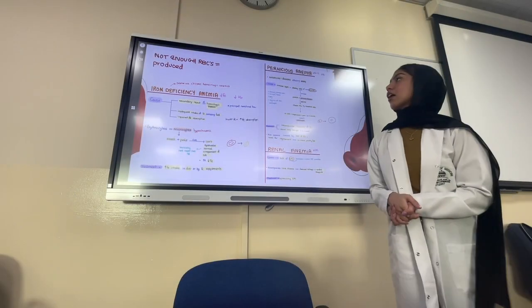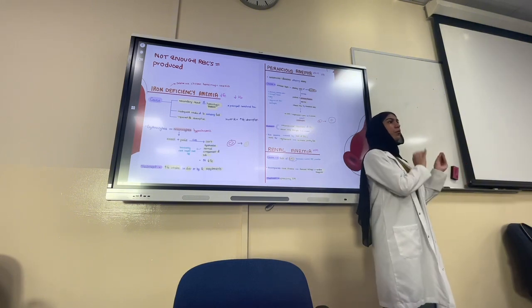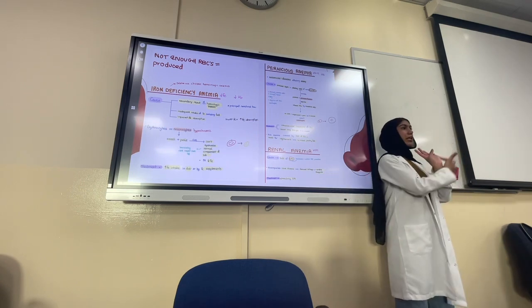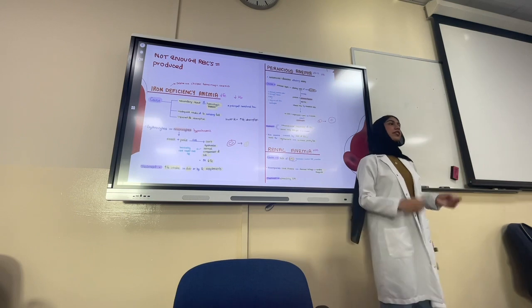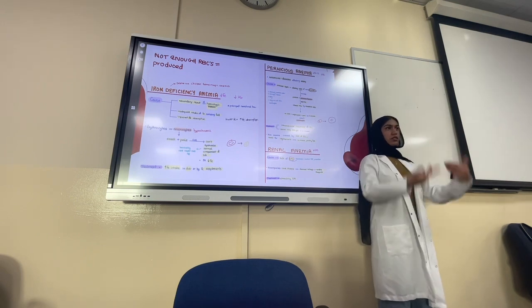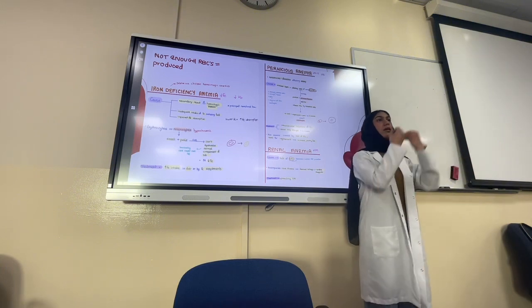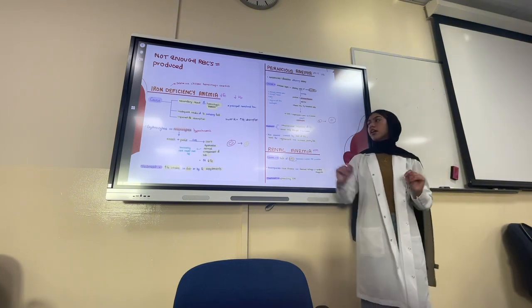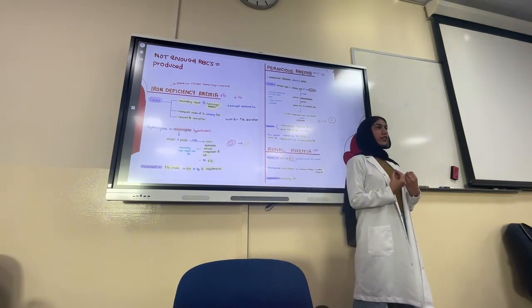Okay, guys. The first cause: not enough RBCs are produced. This can give me four types of anemia. The first one: iron deficiency. From the name itself, what do you expect? Deficiency of iron, right? This could be because the person is not taking adequate amounts of iron. Another thing could be impaired iron absorption, right?